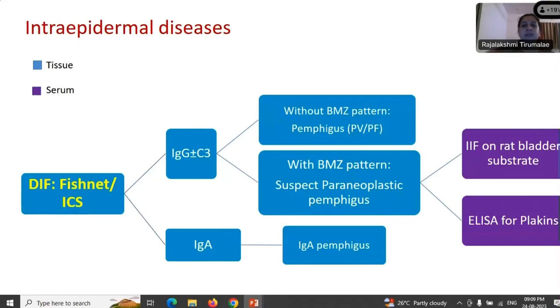The confirmatory substrate is the rat bladder because it is rich in plakins. So either you need to do an indirect IF with a rat bladder substrate, which is available separately, or you could standardize it in your center, which is a little difficult to do. You could do an ELISA for the plakins.